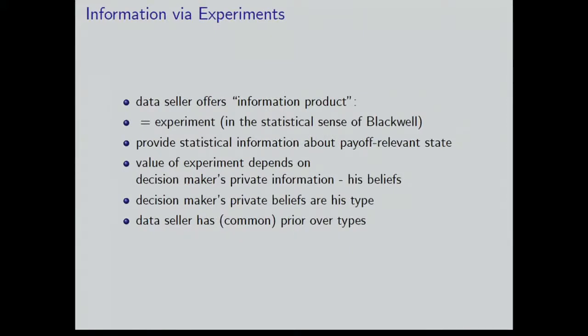We're going to think about the data seller as providing an information product. That's really an experiment in the sense of Blackwell. And what it will do is to basically augment the information that the decision maker already has with further additional information, incremental information about the relevant state. The issue here is that the value that that experiment provides to the decision maker will, of course, depend on his own information, that is, to what extent he's already informed about the decision that he has to make. And to the extent that that is his private information, the question is, how can I elicit that information? How can I find the right match between the incremental information that the data seller can offer and the information that the data buyer already possesses?